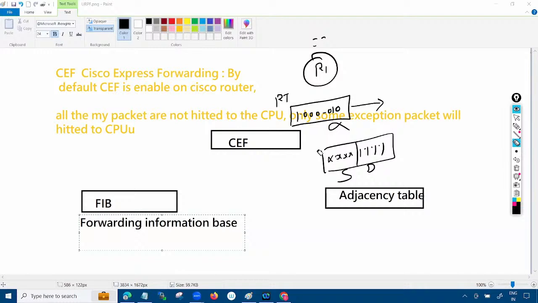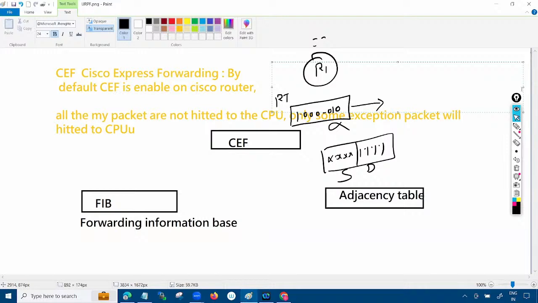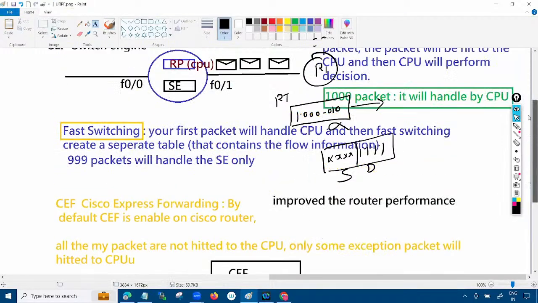So all my transit traffic will be handled by the FIB only, not the CPU. So that's where we can improve the router performance. So this CEF has improved the router performance. So initially, the switching mechanism was what?